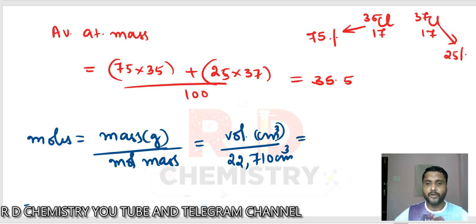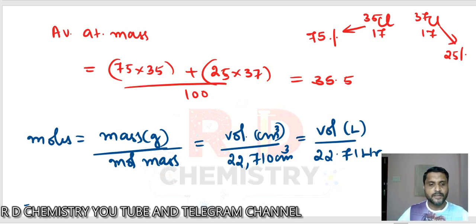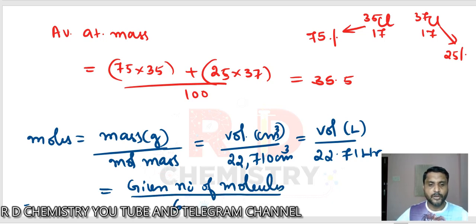Or it is equal to, if they give volume in terms of liters, given volume in liters divided by 22.71 liters at STP, correct? Or if they give in terms of molecules, given number of molecules divided by the Avogadro number, 6.023 into 10 power 23 molecules. So these are different ways of expressing the moles, right?